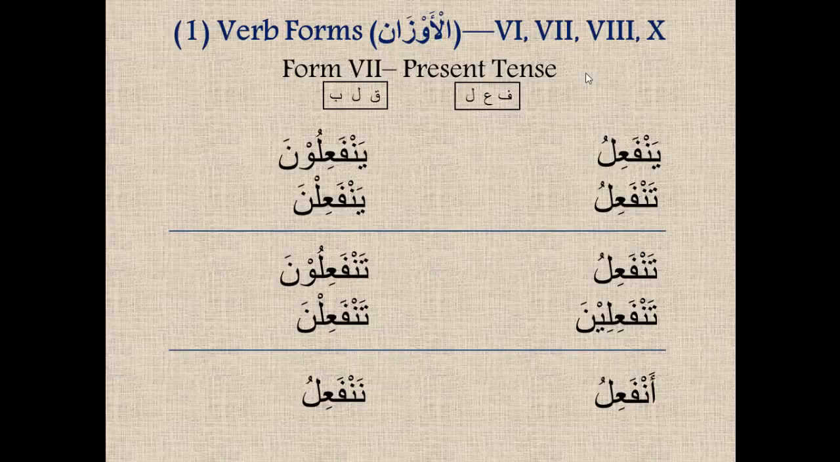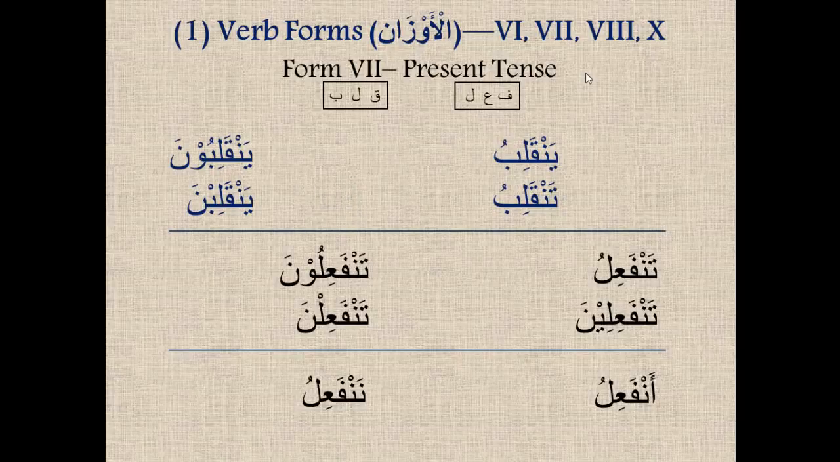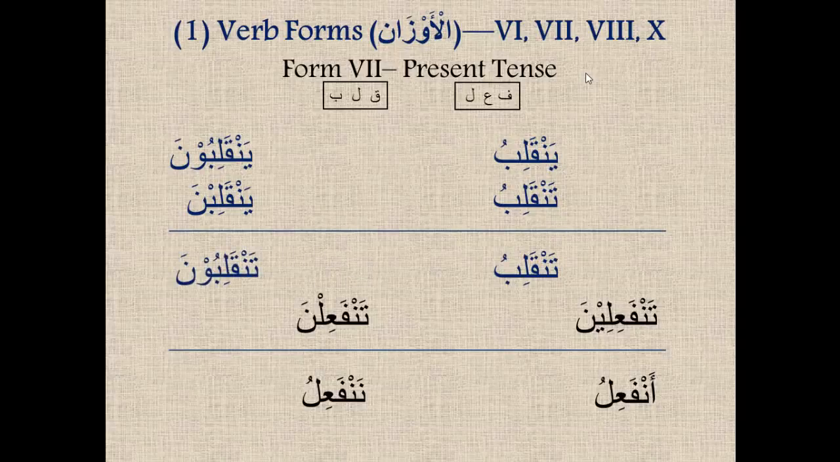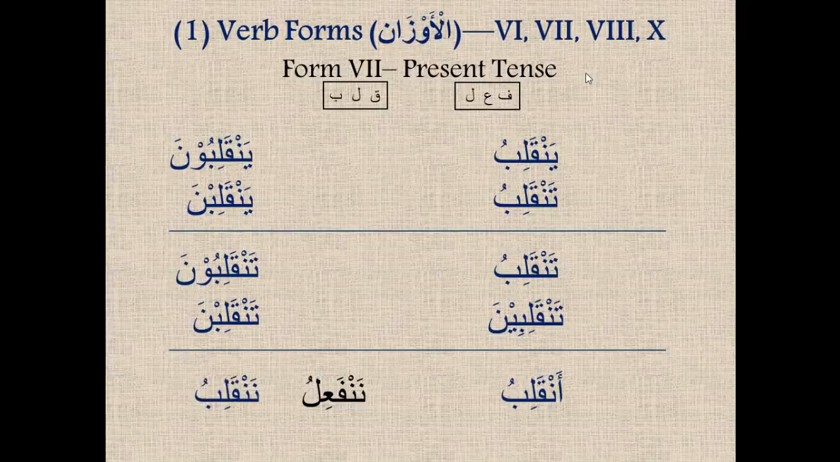Present tense: ينفعل ينقلب، ينفعلون ينقلبون، تنفعل تنقلب، ينفعلن ينقلبن، تنفعل تنقلب، تنفعلون تنقلبون، تنفعلين تنقلبين، تنفعلن تنقلبن، أنفعل أنقلب، ننفعل ننقلب.